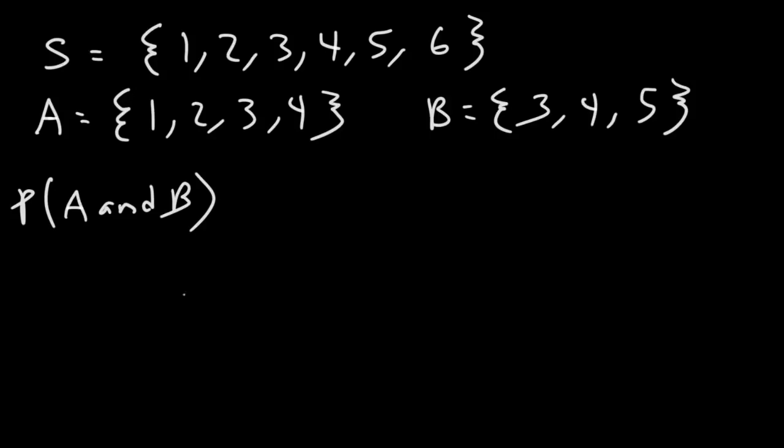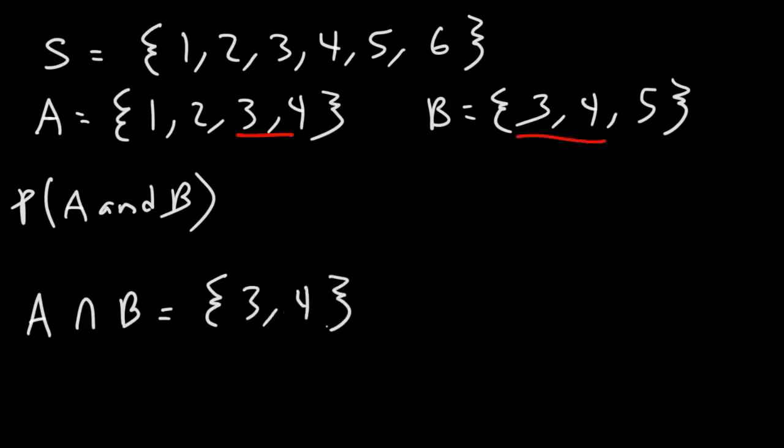In order to find out, the first thing we need to do is write the sample space of events A and B. So this is the intersection of A and B. So the numbers that correspond to event A and B are 3 and 4. Now the probability is equal to the number of favorable outcomes divided by the total number of possible outcomes. So we have two numbers where A and B will both be occurring out of 6 potential outcomes.